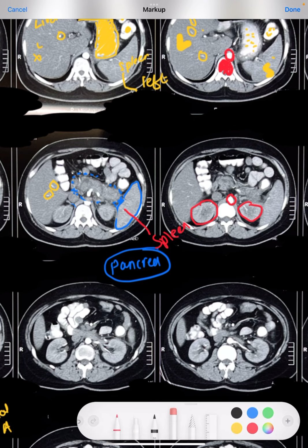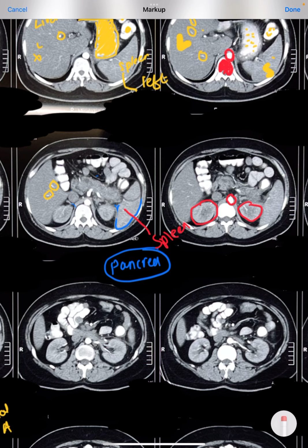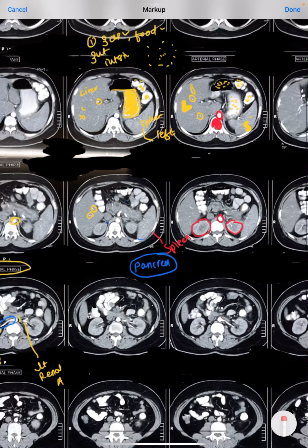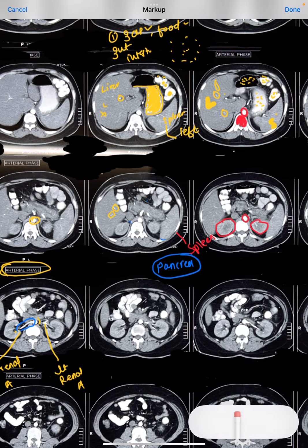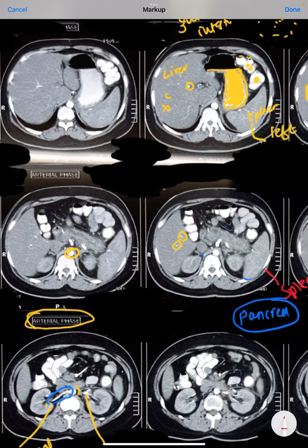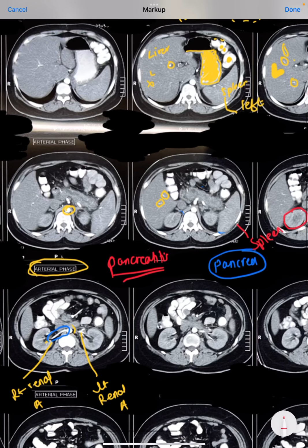Now, how do you come to know that this is an inflamed pancreas, or that pancreatitis is there? The most important rule to call it pancreatitis is that there has to be some inflammation of the pancreas. How do you know there is inflammation? Whenever there is inflammation, there will be increased blood flow.